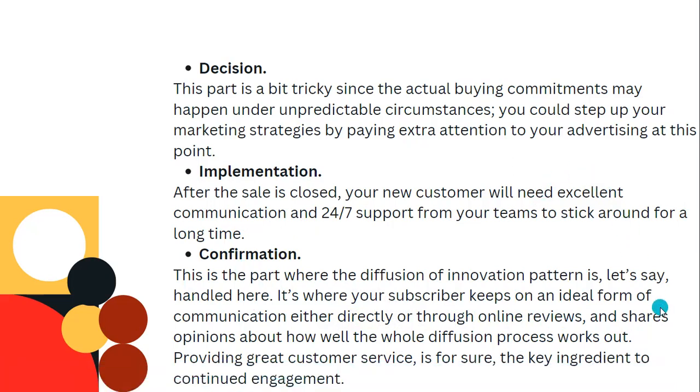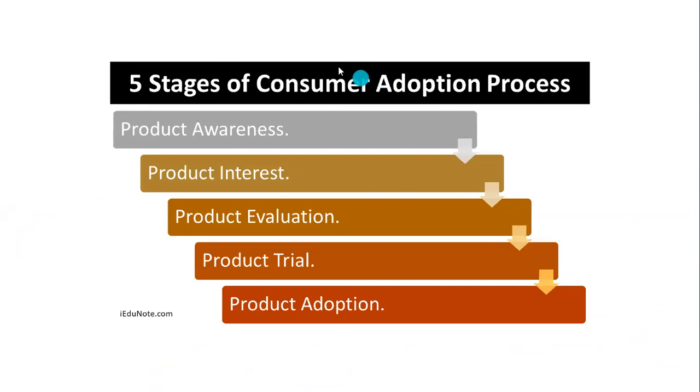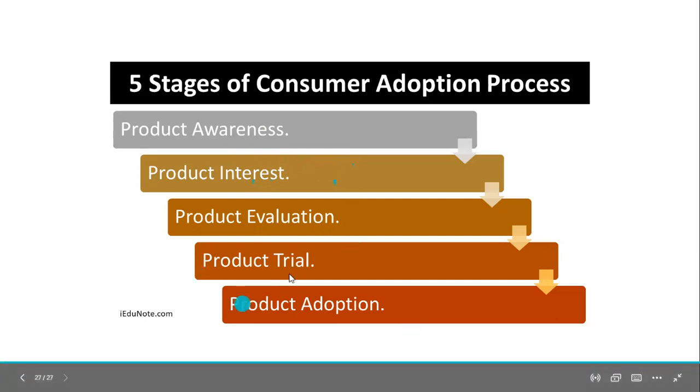So these are the different steps, the 5 stages of the consumer adoption process. Product awareness, where you produce some interest. Product interest: you become aware of it, then you have an interest in it, then you are going to evaluate it. That is, is it good for me? Can I buy it? What is the cost? Is it within my budget, etc. Then you go to product trial and then product adoption. You are going to try it and then you are going to buy it. So these are the 5 stages of the consumer adoption process.